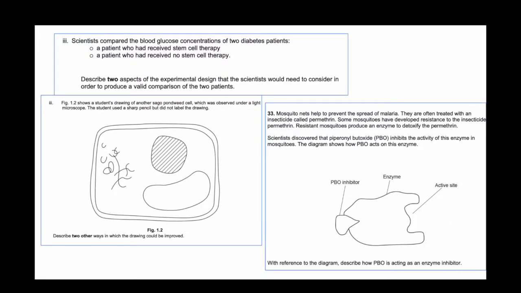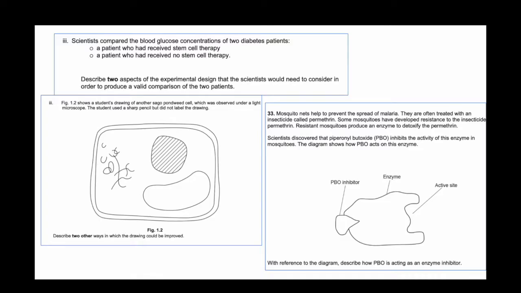Here are some other questions I also found. Describe two aspects of the experimental design that the scientists would need to consider in order to produce a valid comparison of the two patients. Now, this is actually where you read the context, because you need to know how the scientists conducted the study.